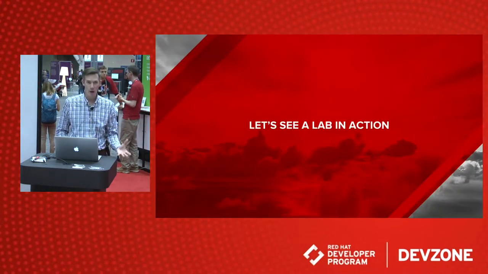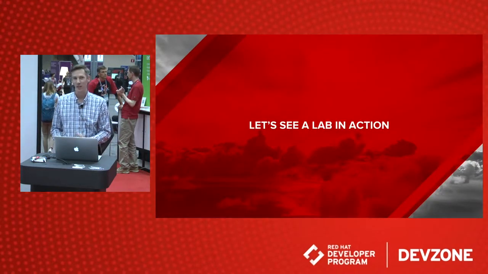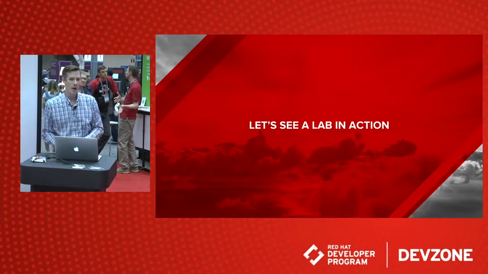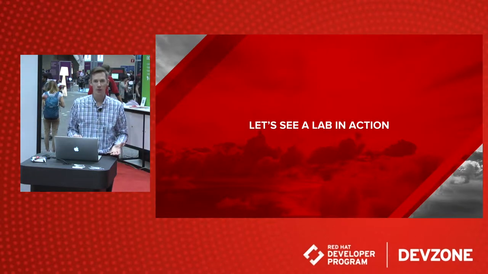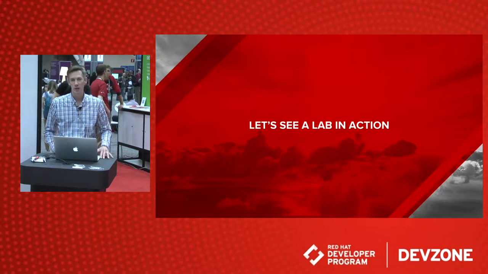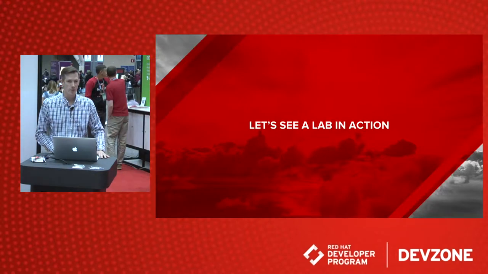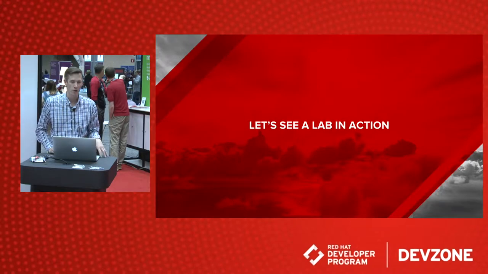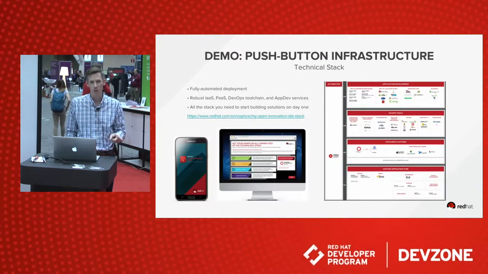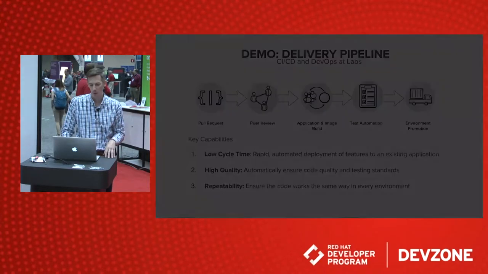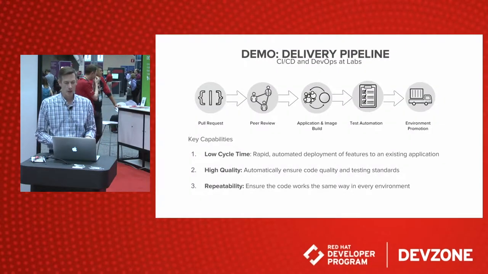So let's go ahead and see Labs in action, and let's actually log into an environment and use push-button infrastructure to build a lab, and let's actually write some code and see how easy it can be to start rapid application development when we're using the foundations of Open Innovation Labs. And I want to show you 2 things. One is push-button infrastructure. I won't talk about it, I'll just show it. And the other one is delivery pipeline.